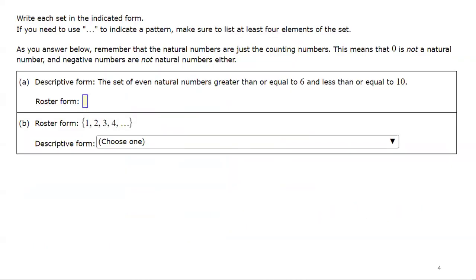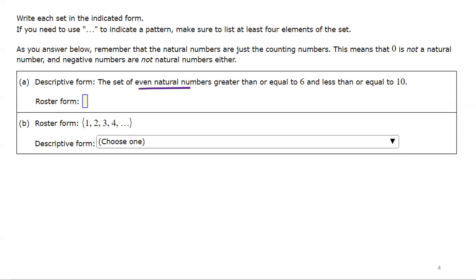Okay, let's go on to the next question then. Perfect. Okay, so this one is descriptive form. So it's a set of even natural numbers greater than or equal to 6 and less than or equal to 10. So again, we're talking about even natural numbers, right? Even numbers, as we mentioned in the terminology page, you mean 2, 4, 6, 8, 10.